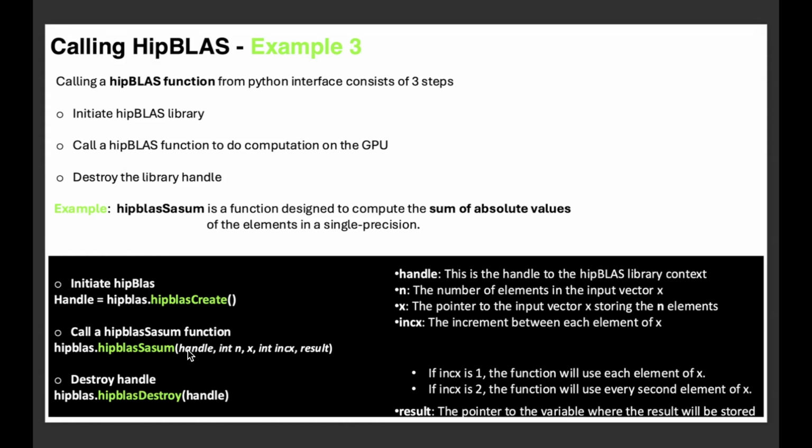It accepts as arguments the handle and the number of elements of the vector, where x is a pointer. Then you have this increment. If the increment is 1, it means it will take all the elements. If the increment is 2, it means that it will take every second element within the vector, and the results are stored in this pointer. So after running, you simply need to destroy the handle.